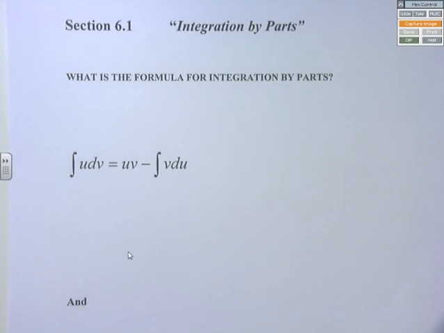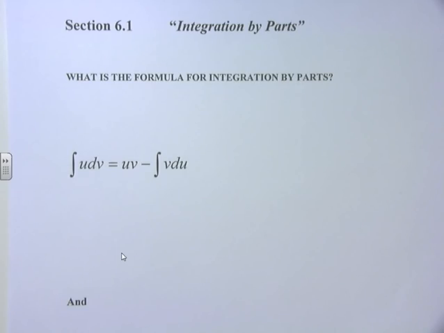Well, welcome back. This is the pre-section 6.1 video. Section 6.1 is called integration by parts. Now, what you've learned in section 5.5 is probably the most important technique of integration, which is called u substitution. You're learning how to take hard problems and, with the appropriate u substitution, turn them into simple problems.